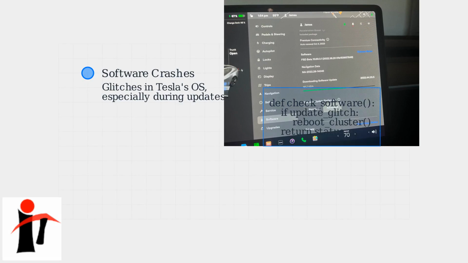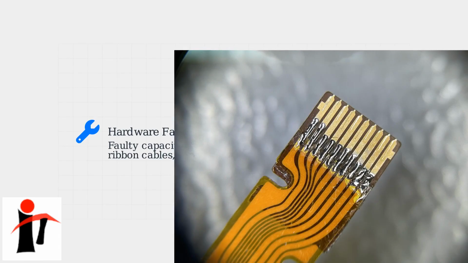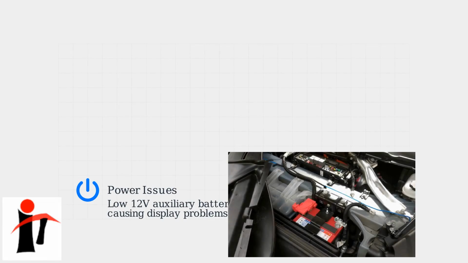Black screen or frozen issues usually stem from one of a few key causes. Software crashes can occur due to glitches in Tesla's operating system, especially during updates. Hardware failures, like faulty capacitors or ribbon cables within the cluster itself, can be exacerbated by heat. Finally, power issues such as a low 12 volt auxiliary battery can also lead to these problems. Identifying the cause is the first step to fixing it.